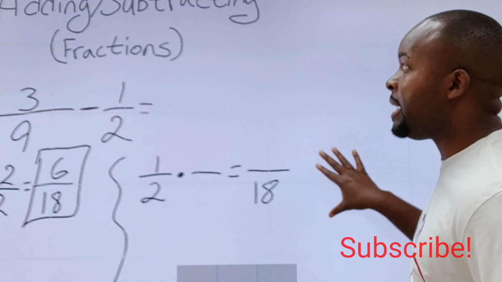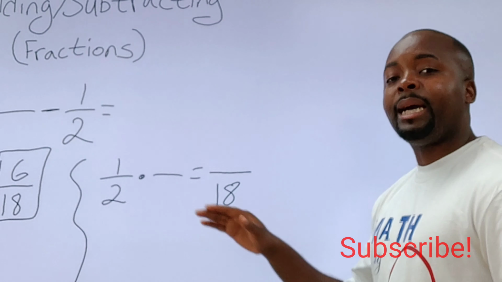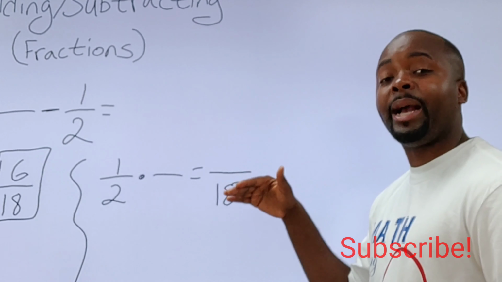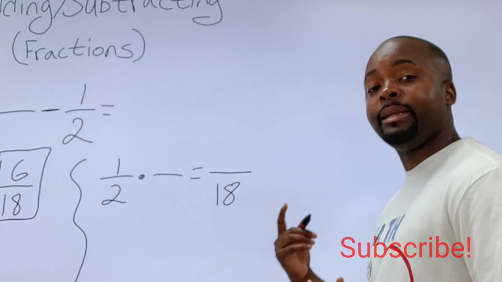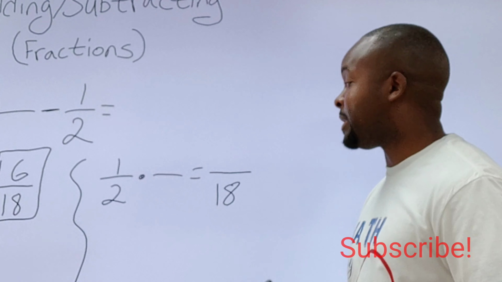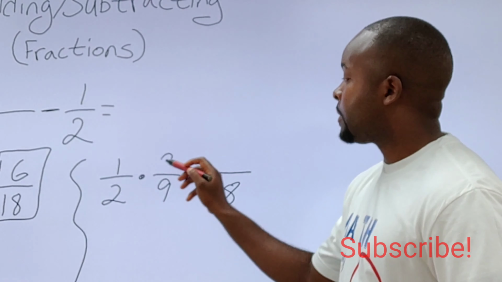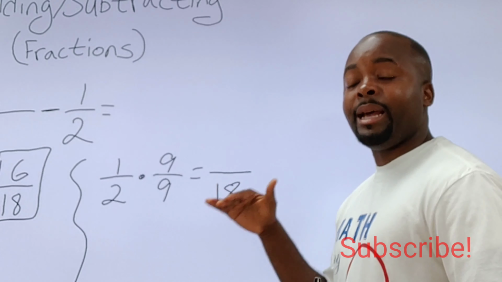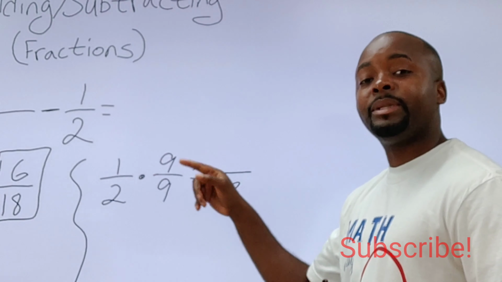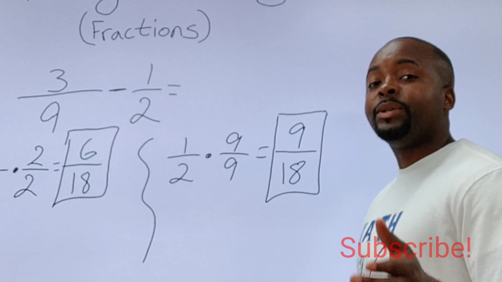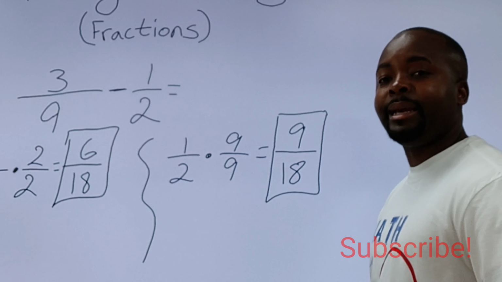Let's move over to the other side here. We have 1/2 times some fraction equals some fraction with the denominator of 18. And so 2 times what equals 18? We know 2 times 9 equals 18. If I multiply the denominator by 9, I also have to multiply my numerator by 9. 1 times 9 equals 9. My two new equivalent fractions are 6/18 and 9/18.